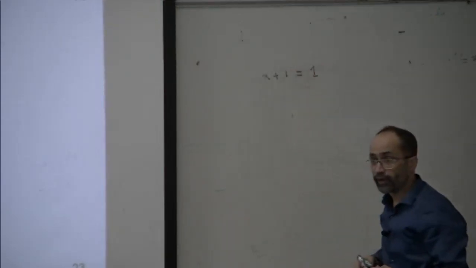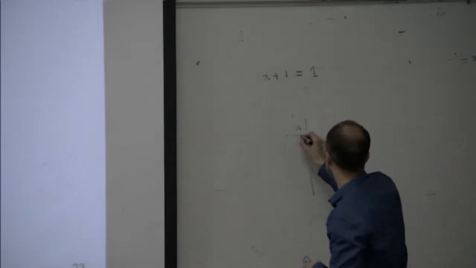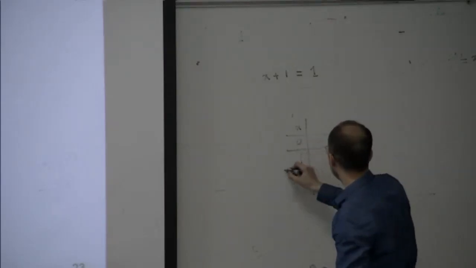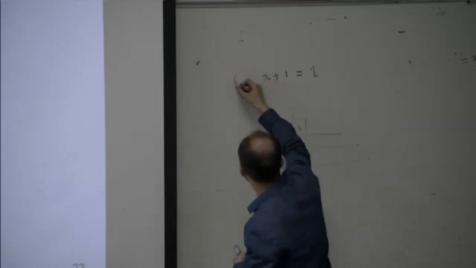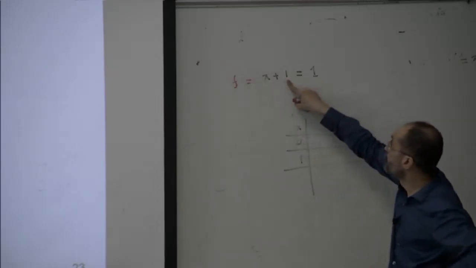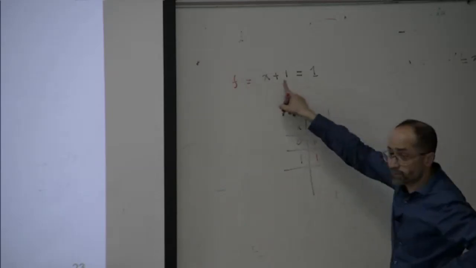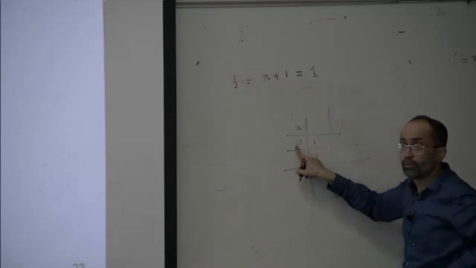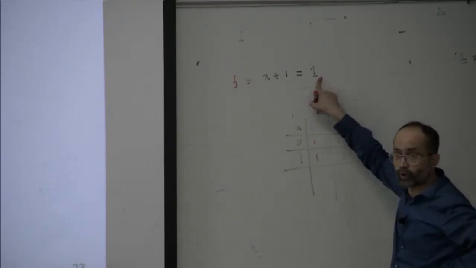How do we prove it? Okay, now there are 2 possibilities. x can have a value of either a logical 0 or a logical 1. And now we want to compute f, an expression, where f is equal to x plus 1. Now x plus 1 is an OR gate. So what is f? 1 and 0 gives 1. 1 and 1 gives 1. So f is always equal to 1.